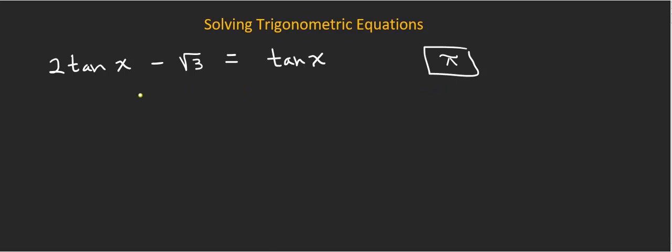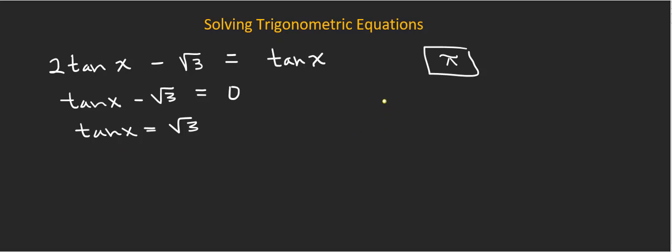So how will you solve for tangent x here? Well, let's subtract tangent x from both sides. You get tangent x minus radical 3 is 0. And we want to move negative radical 3 to the other side. Tangent x is radical 3. Now, tangent x is positive in the first and the third quadrants. And tangent of what is radical 3? Well, it's pi over 3.